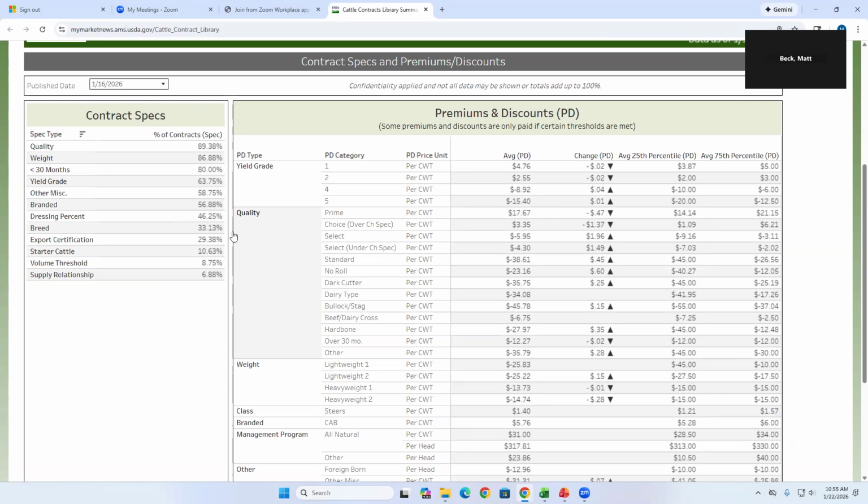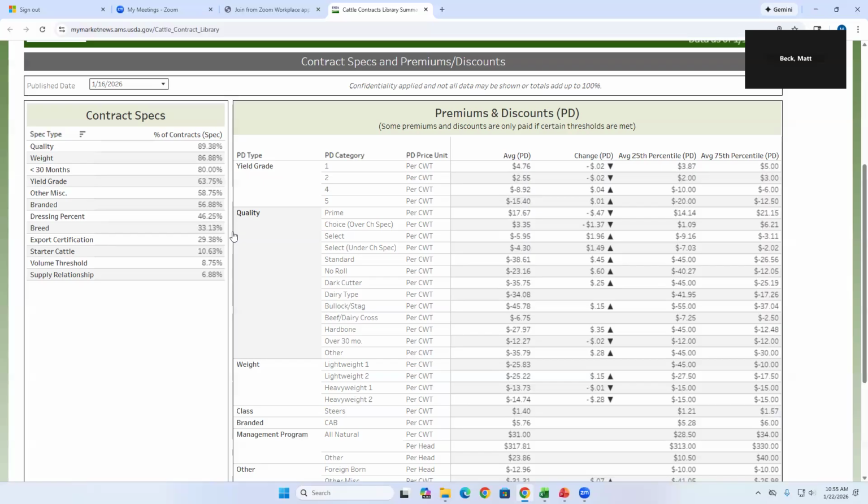It's the base. So yield grade 1 are receiving a $4.76 per hundredweight premium over a yield grade 3. Yield grade 2s are receiving a $2.55 per hundredweight premium over yield grade 3. Yield grade 4s are receiving an $8.92 discount relative to yield grade 3. Yield grade 5 is a $15.40 per hundredweight discount. Okay.